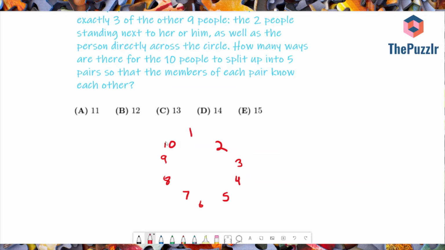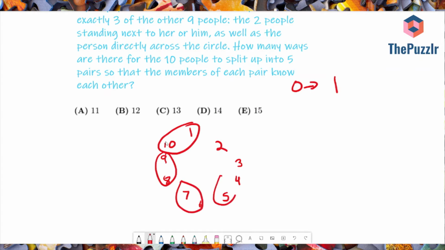What if there's 0 diameters? If there's 0 diameters, then let's start with 1. 1 can either pair with 2, then 3 needs to pair with 4, 5 needs to pair with 6, and so on and so on. So that's 1. So let me write it here. If we have 0 diameters, there's 1 case. Or we can go the other way around, and that gives us another case. So that gives us 2 cases.